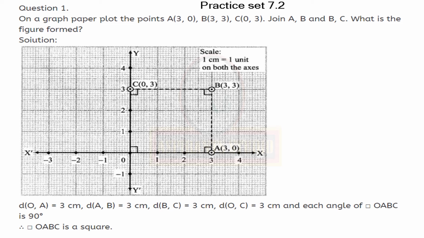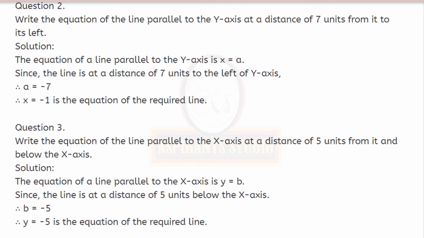Now each angle of this quadrilateral is 90 degrees because it's a graph and all our line segments are straight lines, so all are perpendicular lines. So each angle of quadrilateral OABC is 90 degrees. Also all the sides are equal in length, because the distance between O and A is 3 centimeters, between A and B is 3 centimeters, between B and C is 3 centimeters, and between O and C is 3 centimeters. Hence this quadrilateral becomes a square. Quadrilateral OABC is a square.